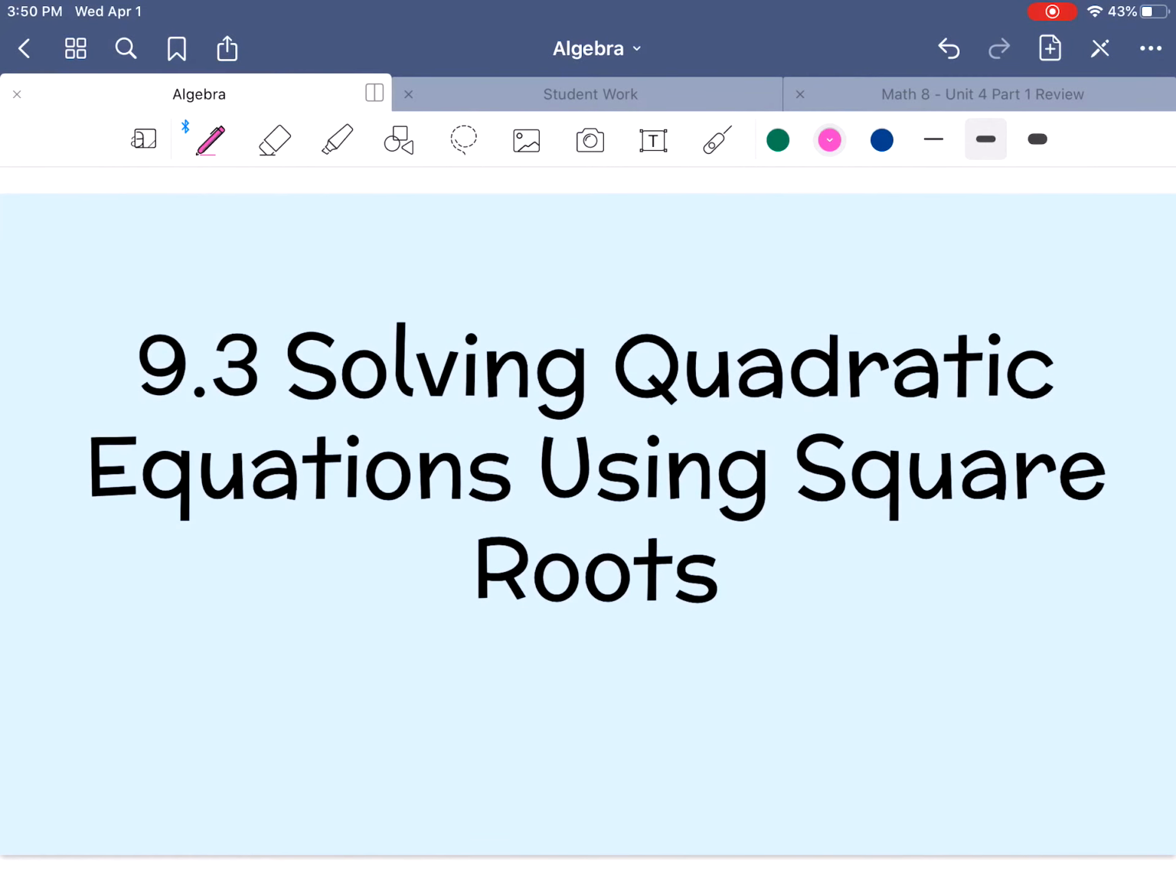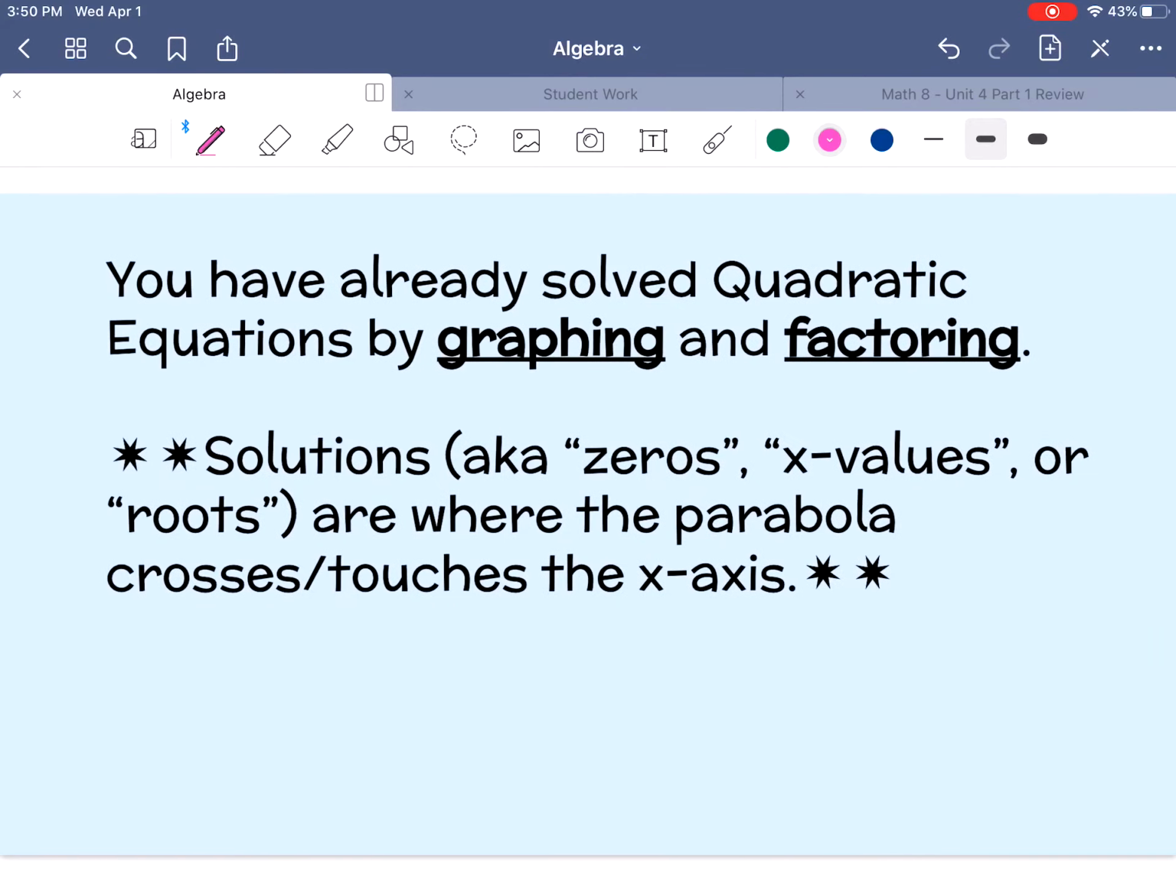So we are going to start work today on section 9.3, solving quadratic equations using square roots. Now, the great thing is you have already solved quadratic equations. You have done that by graphing and by factoring. So just so you know, the term solutions, solving, all of that, we've already done that.